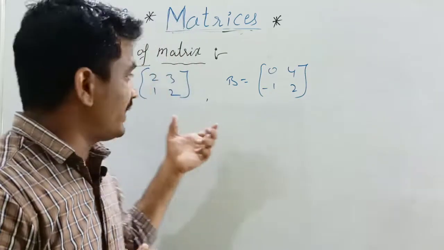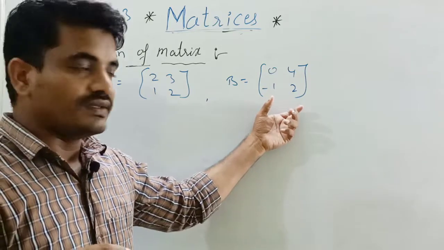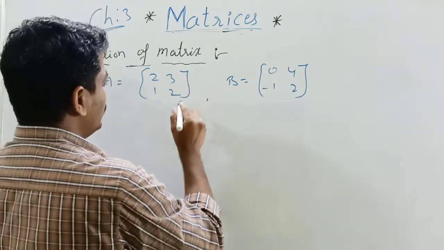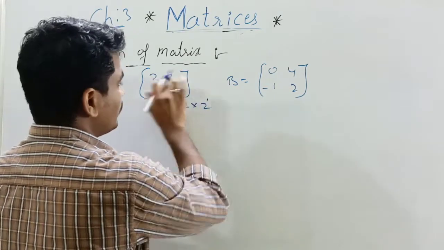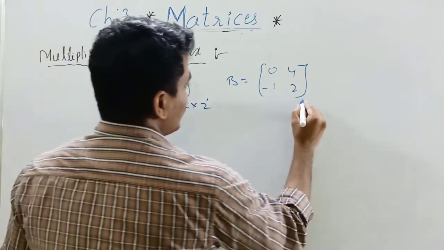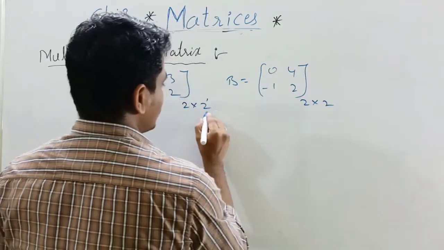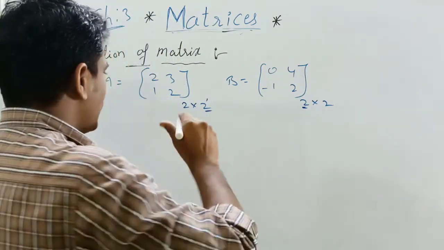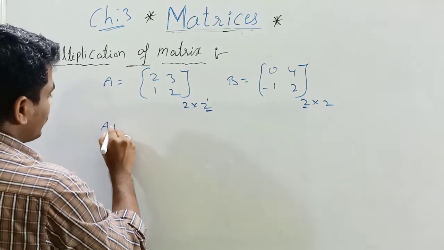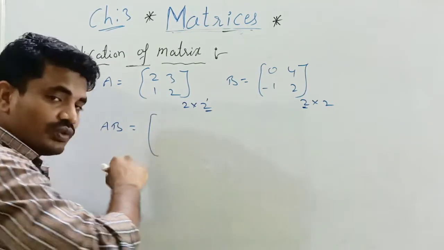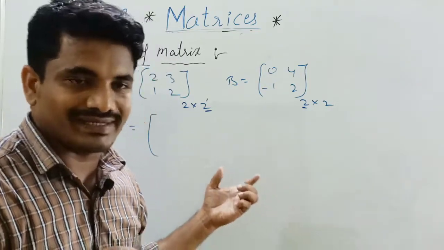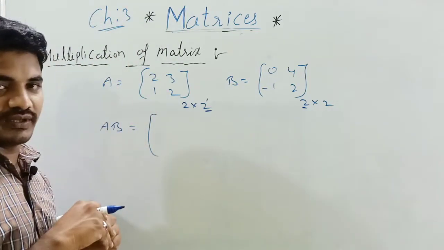Let us take one example. Here I am taking two matrices A and B, both of them 2 by 2 matrices. It is 2 by 2 because there are 2 rows and 2 columns in each. So the number of columns and number of rows are equal, and we can do the multiplication AB. How do we multiply two matrices? Listen carefully.